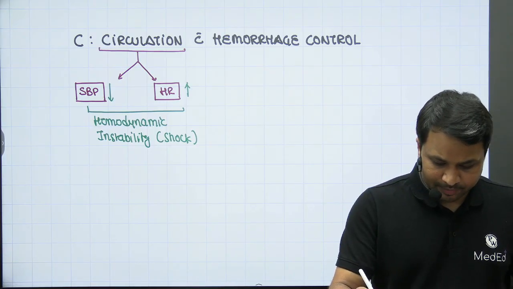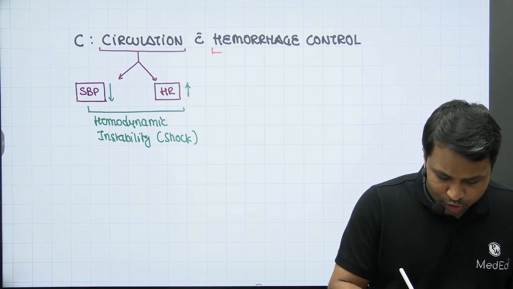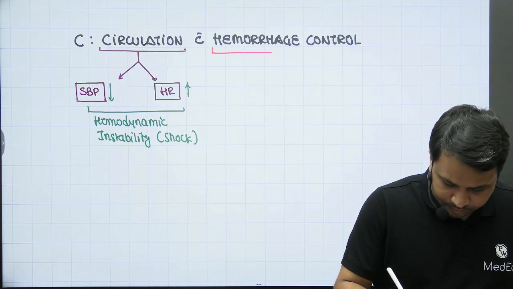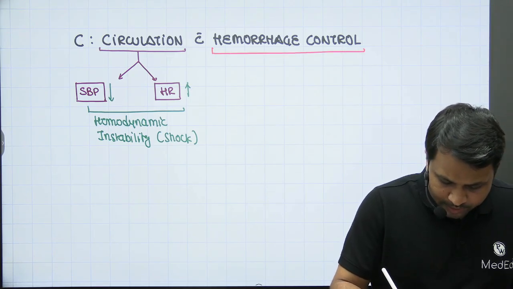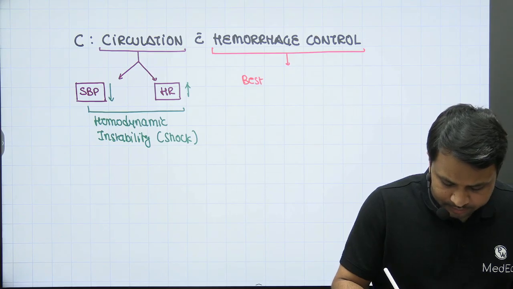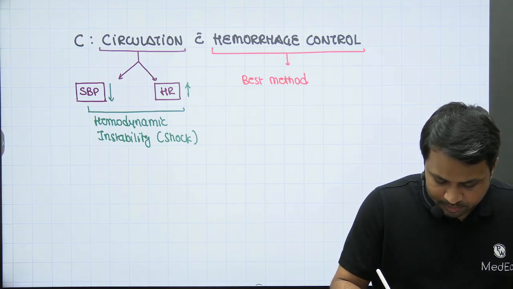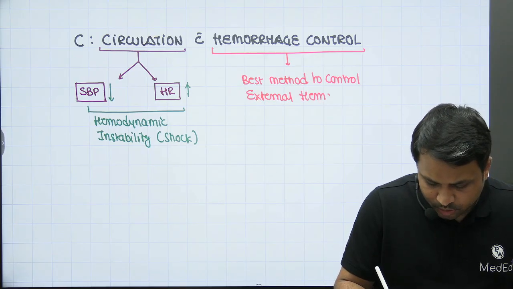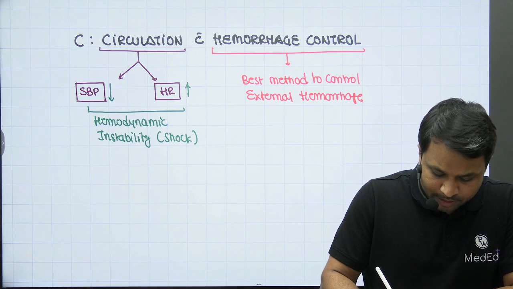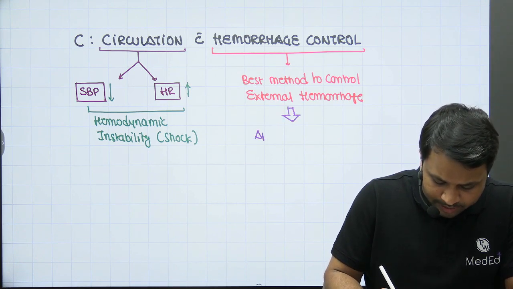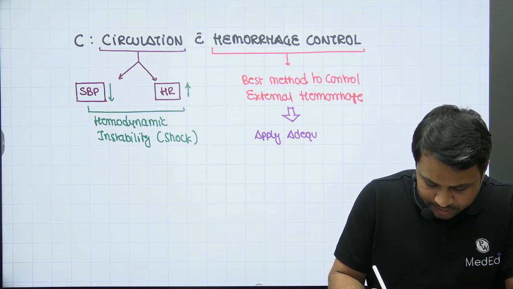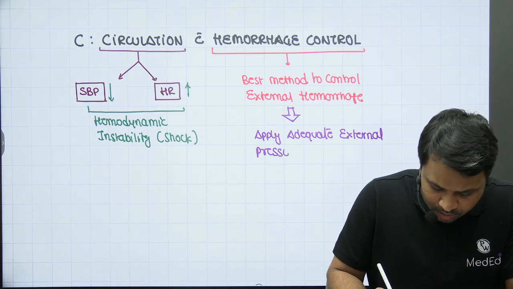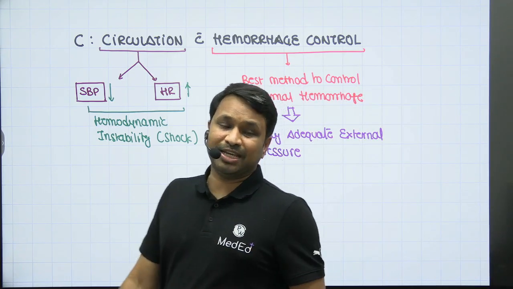Now, whenever there is hemorrhage, how do you control it? Now, remember the best method to control external hemorrhage is to apply adequate external pressure.